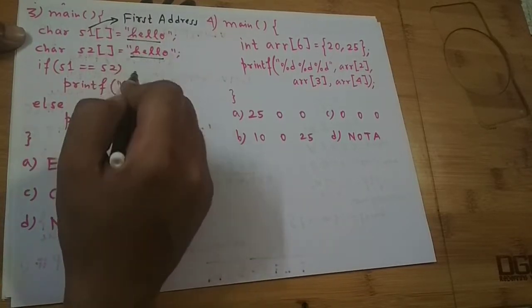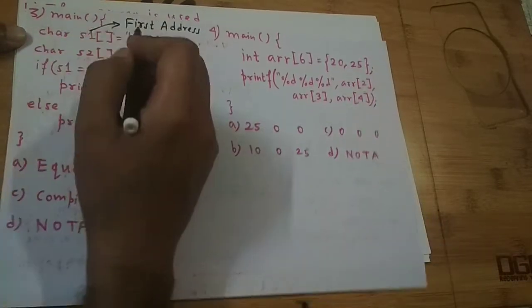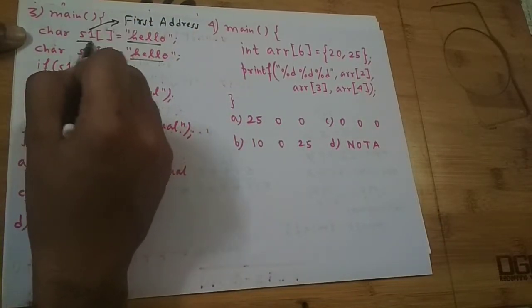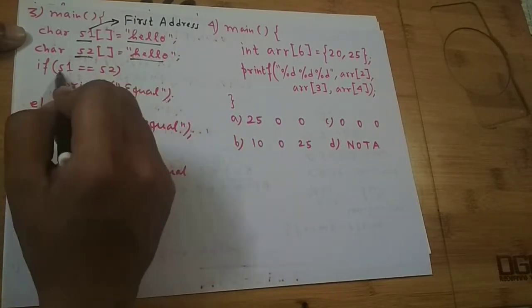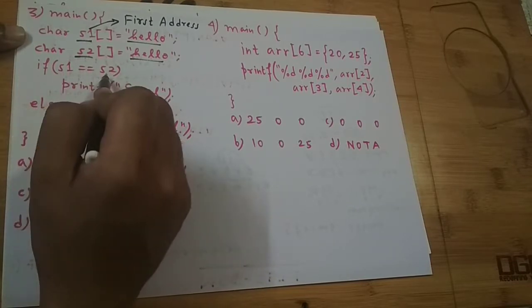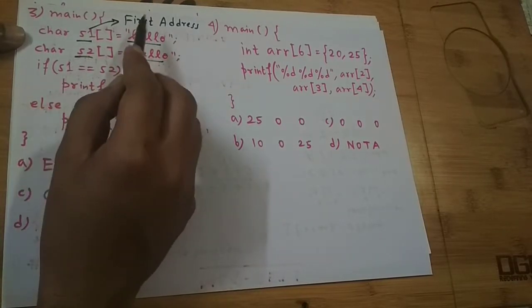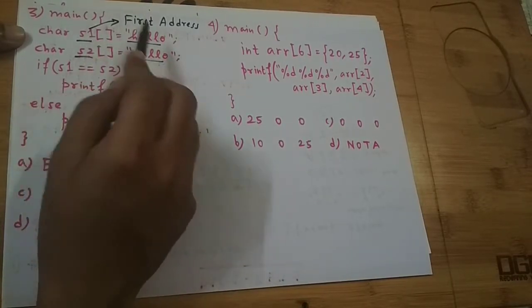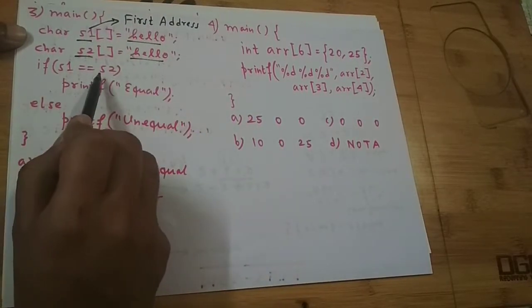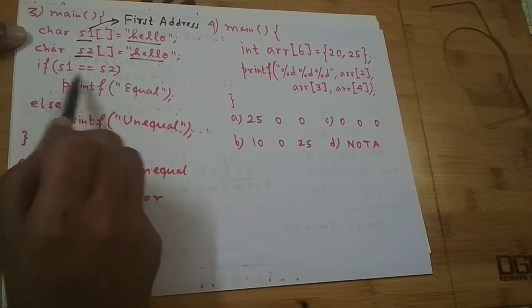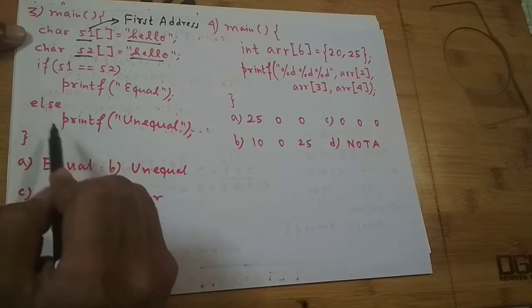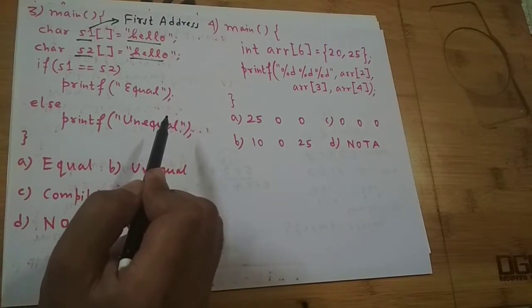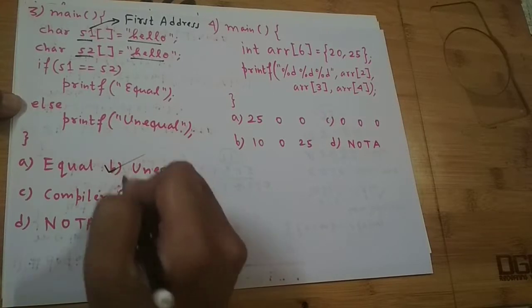And obviously these two arrays are different. That means the first address of S1 will obviously be different from the first address of S2. So if I check whether the first address of S1 is same as the first address of S2 or not, it will evaluate to be false, because since these two arrays are different, their first addresses will also be different. That means S1 will not be equal to S2. So this comparison will come out to be false. That means we'll come to the else part and we'll print unequal. So the correct answer in this case will be option B, which is unequal.